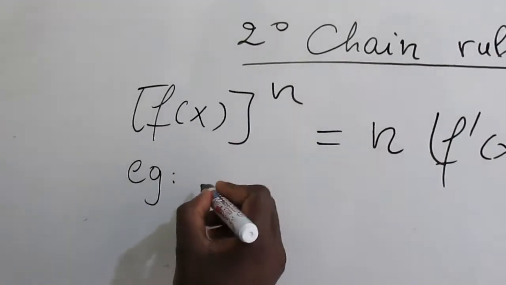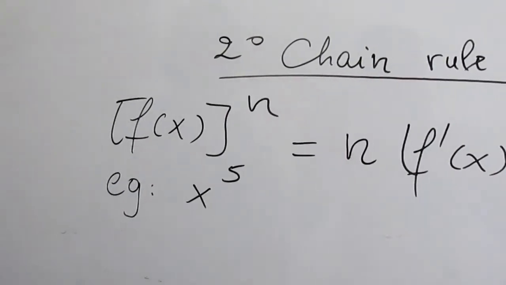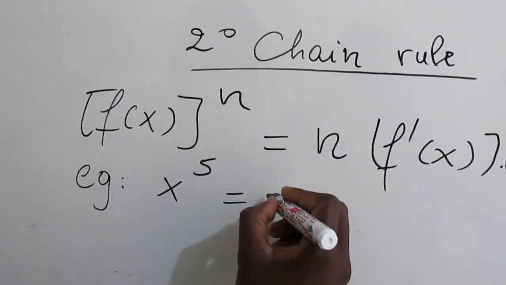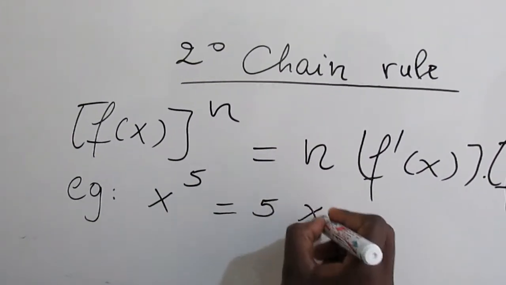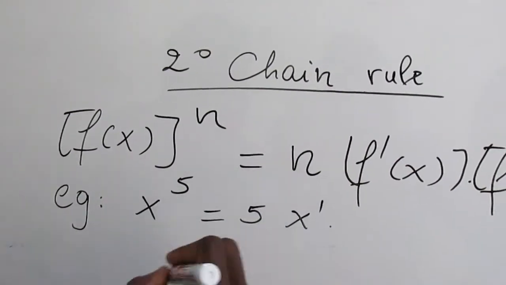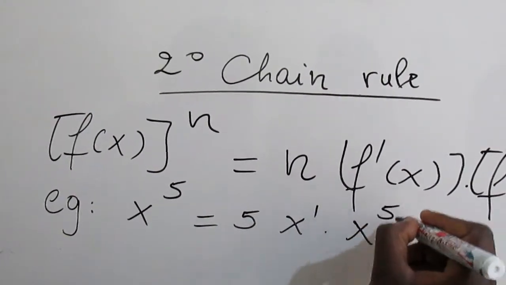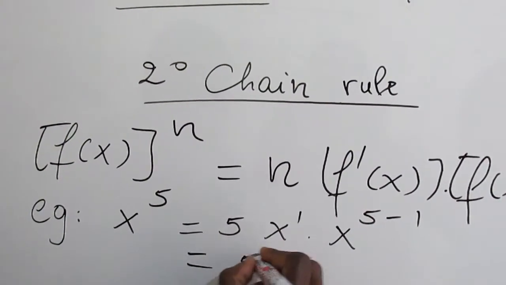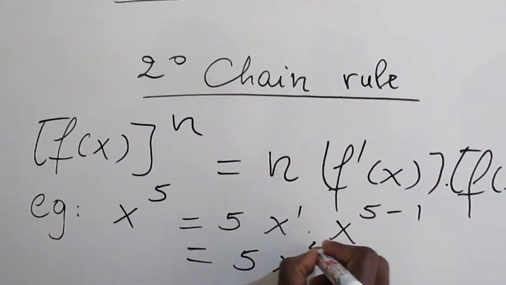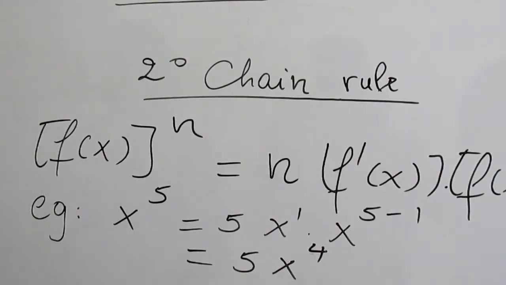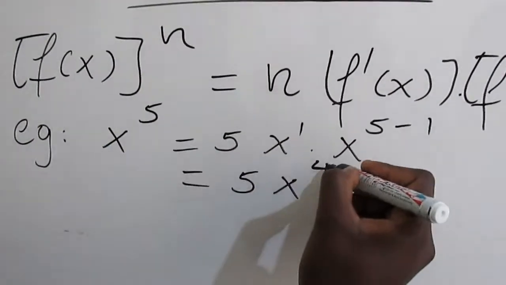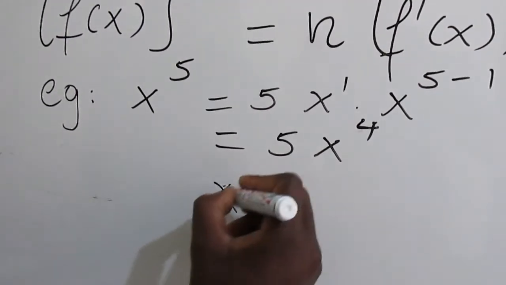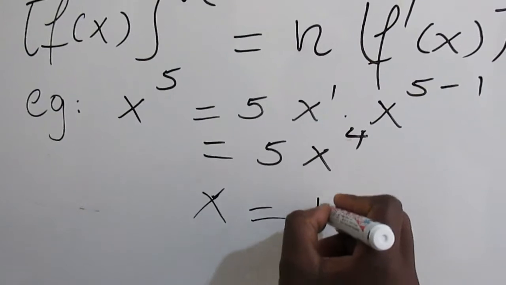For example, let's illustrate this by an example. Let's say you are given x to the power 5. So you have to derive this one. It's going to give you 5, you derive x, then you multiply by x to the power 5 minus 1. And finally the answer will be 5x to the power 4. Why is it 5x to the power 4? Because the derivative of x will always be equal to 1.